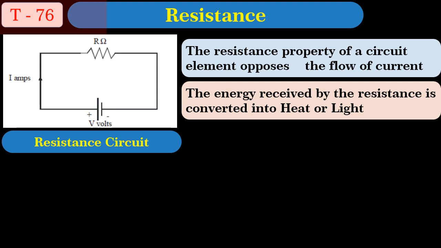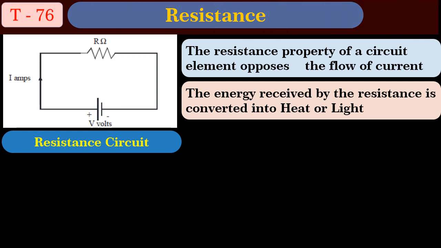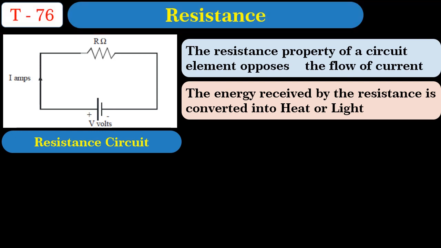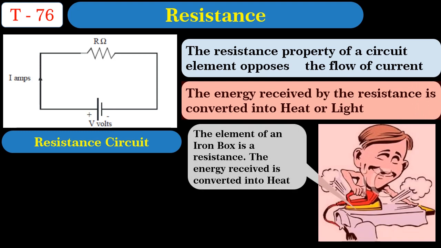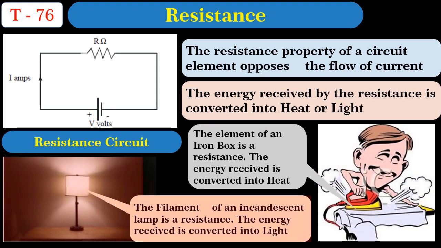First, let us consider the resistance circuit element. We know that the resistance is a property of circuit element which opposes the flow of current. The energy received by the resistance is converted into heat in an iron box and is converted into light in electrical bulbs that you know.